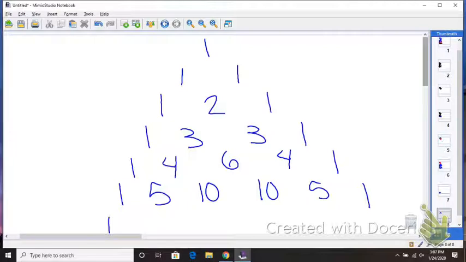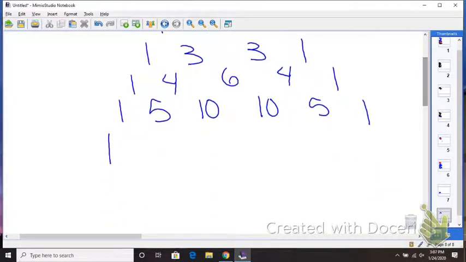Okay. So here we start and end with a 1. 1 plus 1 is 2. We start and end with the 1. 1 plus 2 is 3. 2 plus 1 is 3. We start and end with a 1. 1 plus 3 is 4. 3 plus 3 is 6. 3 plus 1 is 4. End with a 1. The next row, 1 plus 4 is 5. 4 plus 6 is 10. 6 plus 4 is 10. 4 plus 1 is 5.